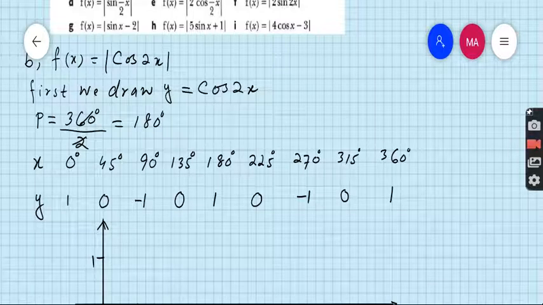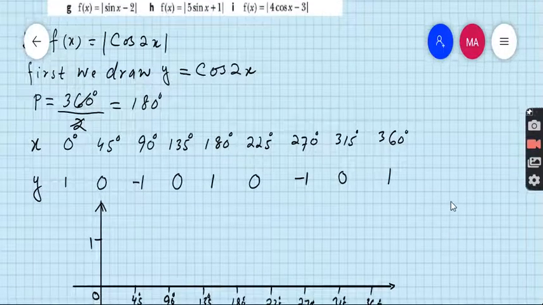The use of a calculator is very important for trigonometric functions. Take your calculator, write cos 2 multiplied by 0, you will get 1. Then 2 multiplied by 45, you will get 0. Then for 90, minus 1. For 135, 0. For 180 degrees, 1. 225, 0. 270 degrees, minus 1. 315 degrees, 0. And 360 degrees, 1.